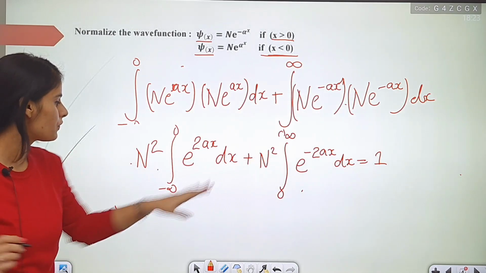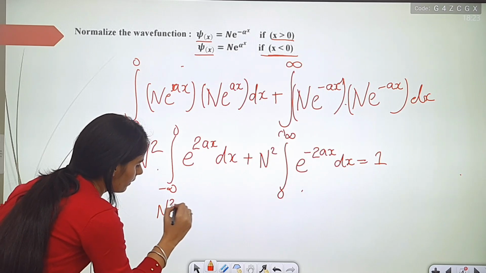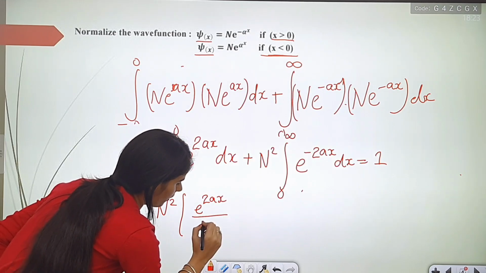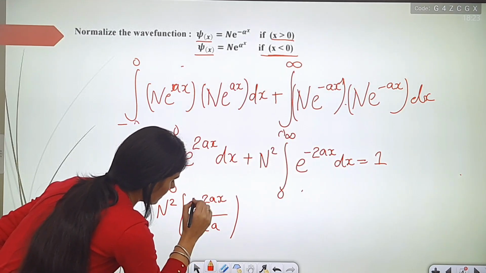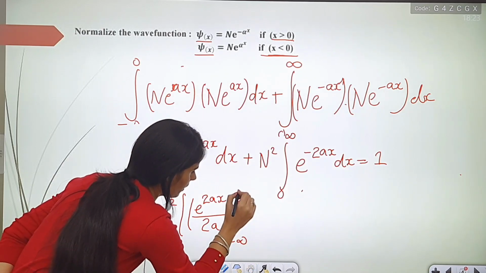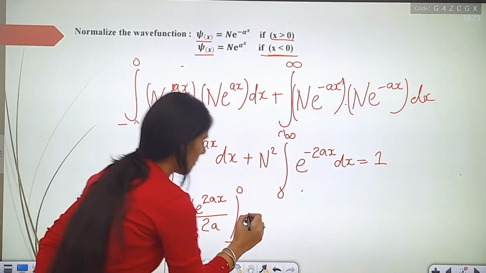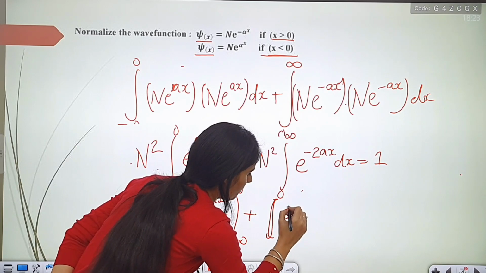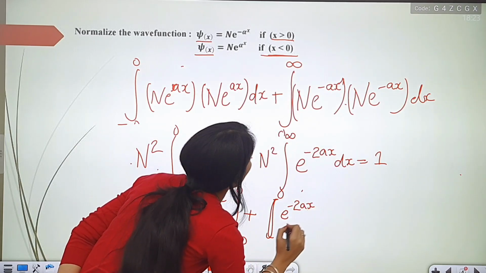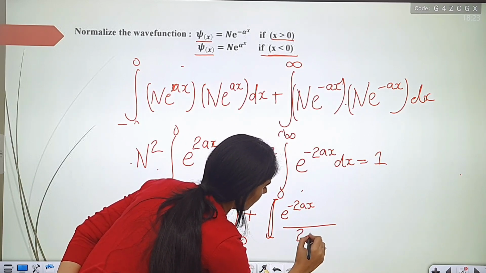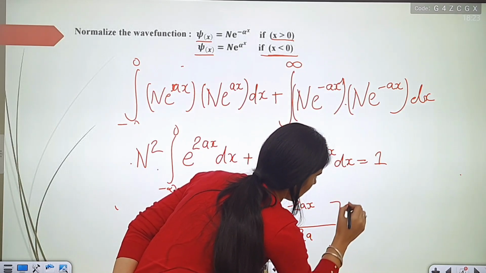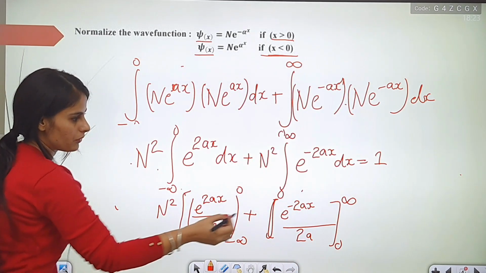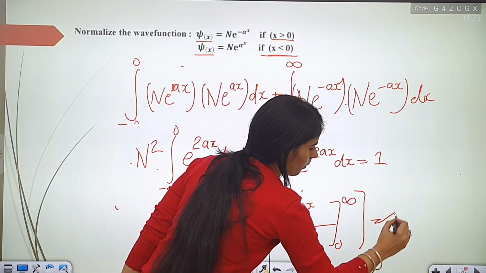After integrating these two functions, we will get N square times e raised to power 2ax upon 2a, with limits from minus infinity to 0, plus e raised to power minus 2ax upon minus 2a, with limits from 0 to infinity. Here we took N square common from both terms, which is equal to 1.